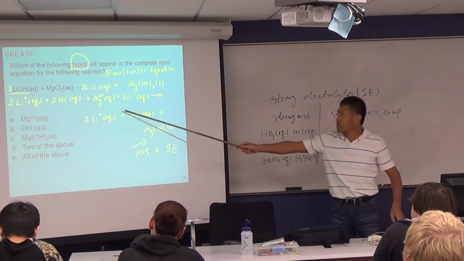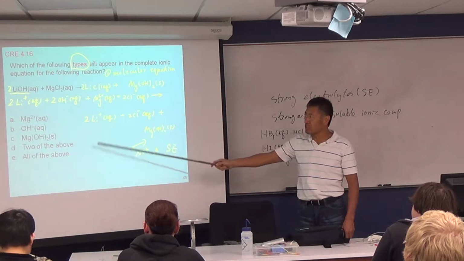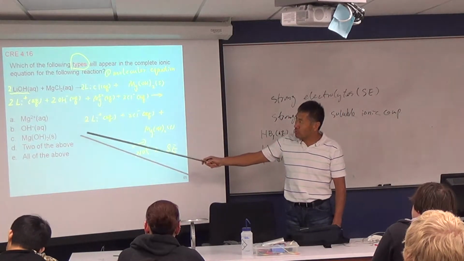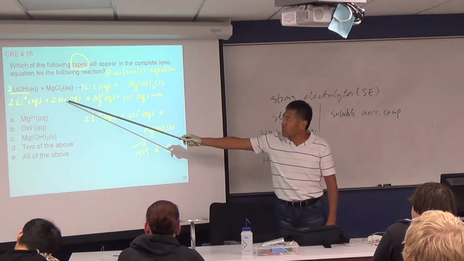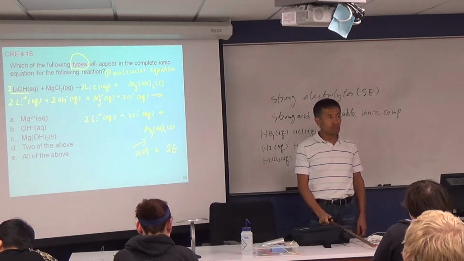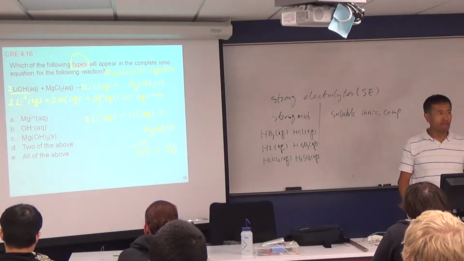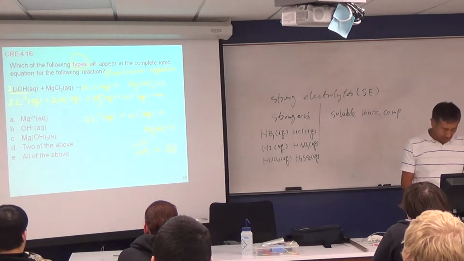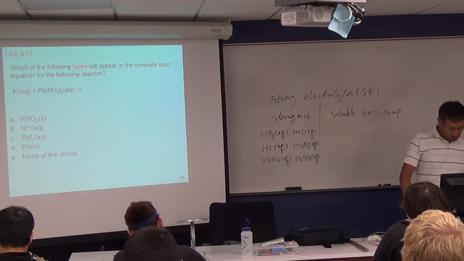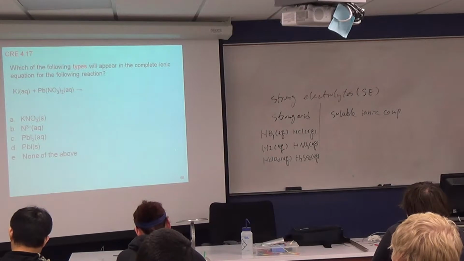So once you get this equation, this question asks which one of those types of species is in this equation. You can see Mg is here, only one Mg here. And OH 1 negative is also here. Even though OH 1 negative has two here, I said you don't have to worry about the number. Okay, any questions? Alright, so do a very similar practice for the next one.